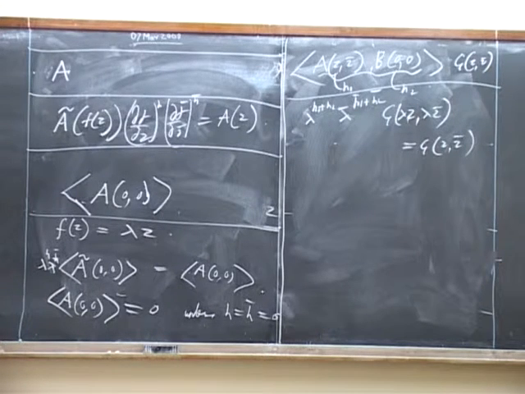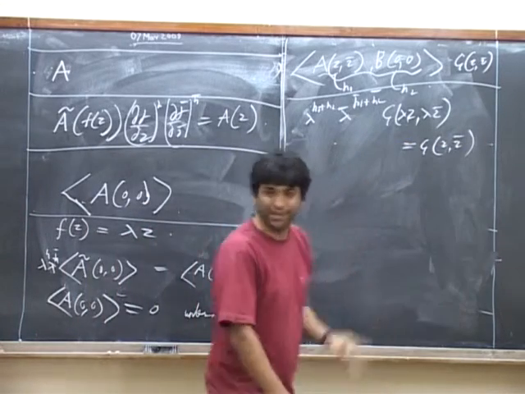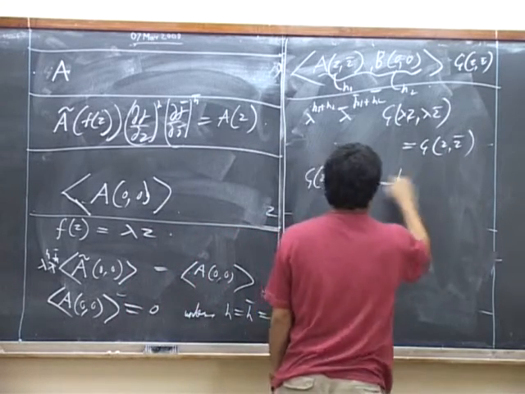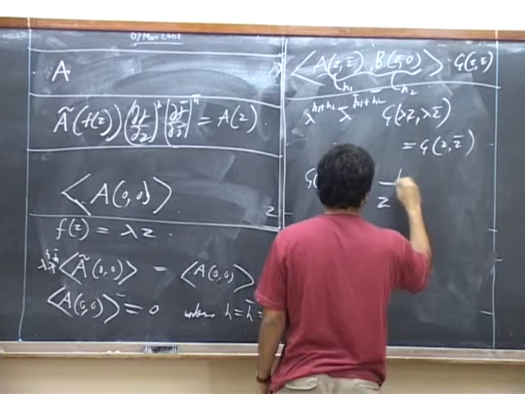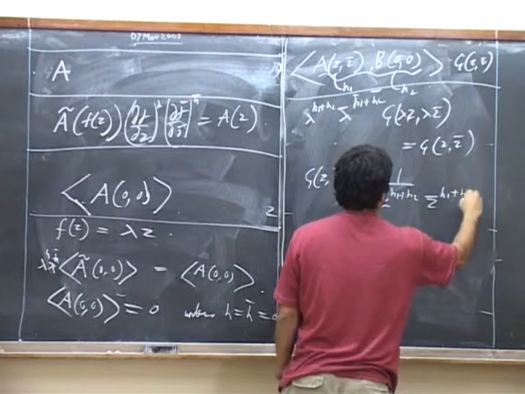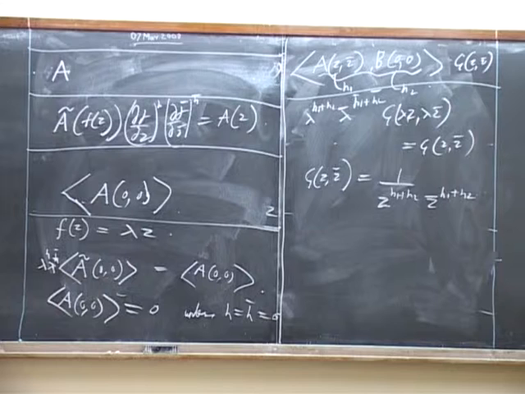Is this clear? Okay? How can this equation be satisfied? Well, it can only be satisfied if g is a power law with appropriate powers. So we conclude from this that g(z) is equal to 1 over z to the power h1 plus h2, times 1 over z bar to the power h1 bar plus h2 bar. Is this clear?